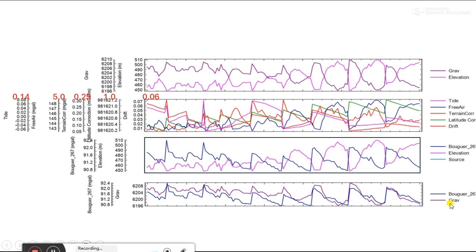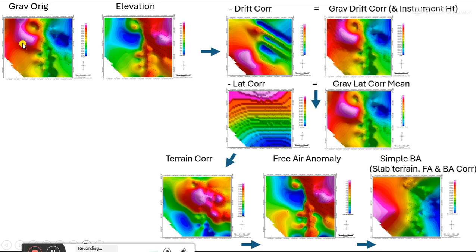And then the last plot I've got here is the original gravity data in dark purple and the Bouguer data here in blue. Just to see how much of a change there actually is. Because if I go back, and I know this is going to be a few slides, this over here is a plot of the original gravity, and this is a plot of the final Bouguer. And generally they're the same. You've got pinks on this side, a bit of blue on the other side.